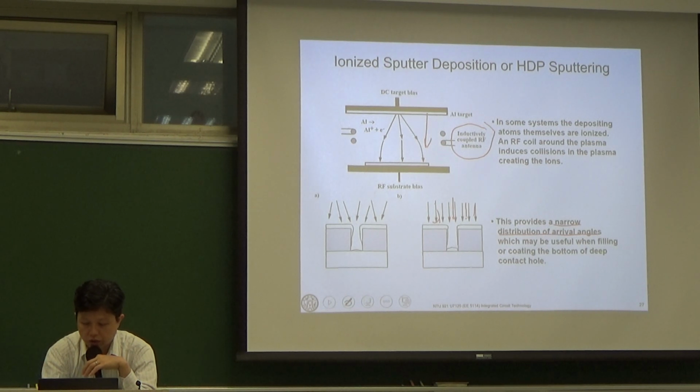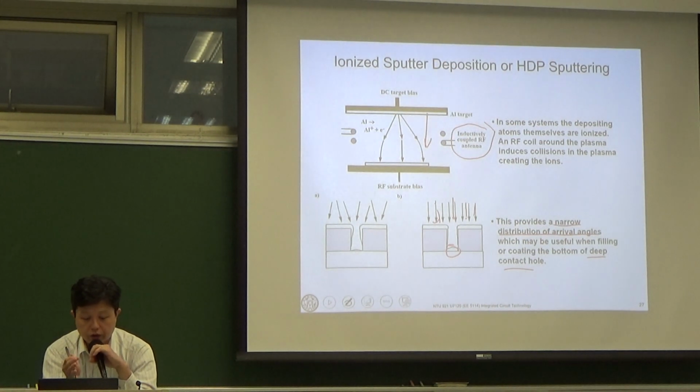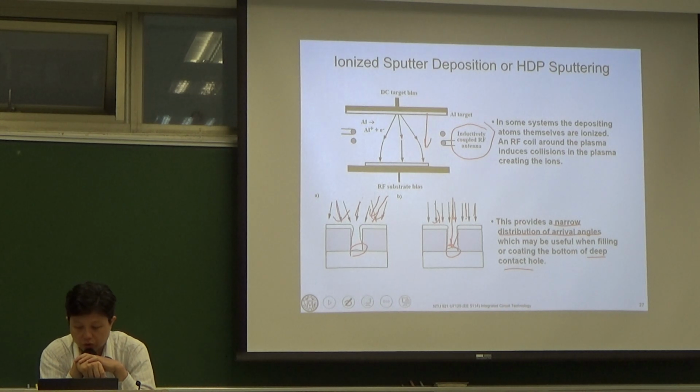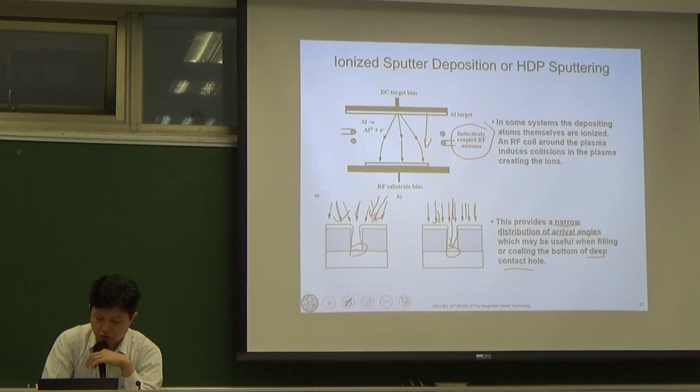So if we want to fill a very deep contact hole here, or put metal into a very deep hole, then we can use this kind of method. Try to narrow the arrival angles, so it can go deeper. Compared with this one, if you have different arrival angles, then you will have very good coating of the bottom of these deep holes.